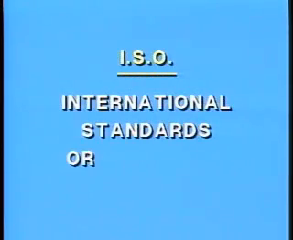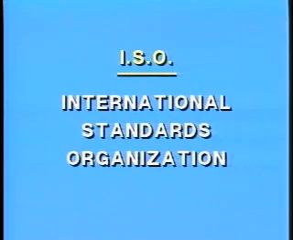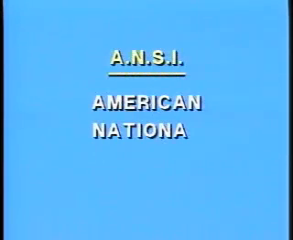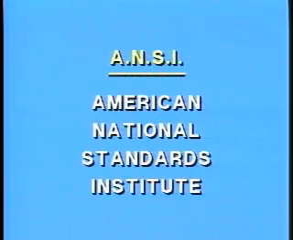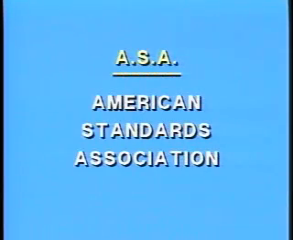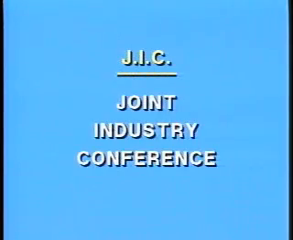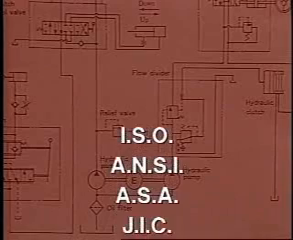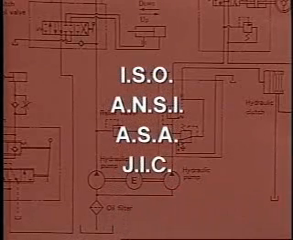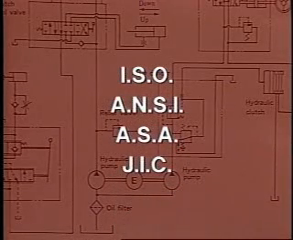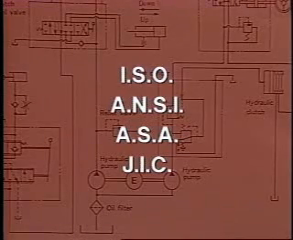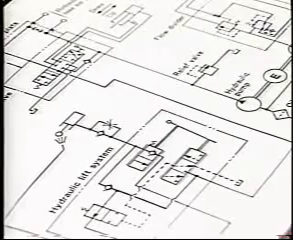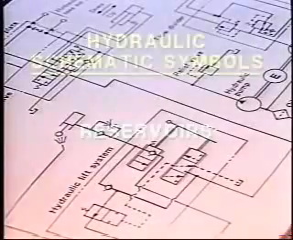ISO, International Standards Organization. ANSI, American National Standards Institute. ASA, American Standards Association. JIC, Joint Industry Conference. A combination of these symbols are shown in this videotape. There are differences between the systems, but there is enough similarity so that if you understand the symbols in this videotape, you will be able to interpret other symbols as well.